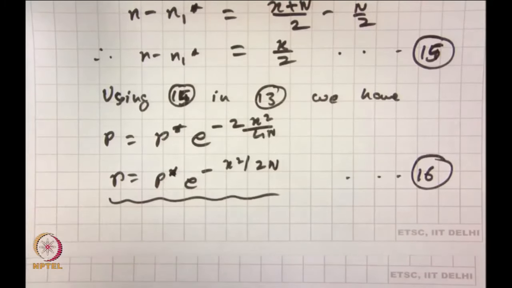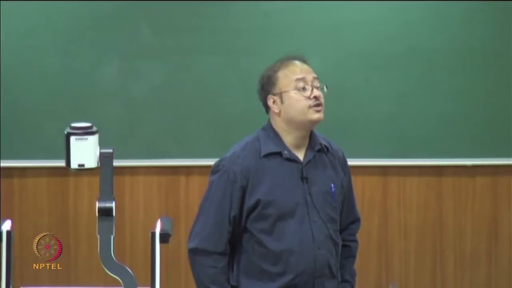This P star. Okay. Now, you have to tell me what is the significance of this result. First of all, tell me what type of a distribution is this?